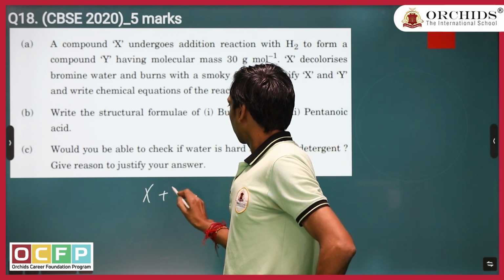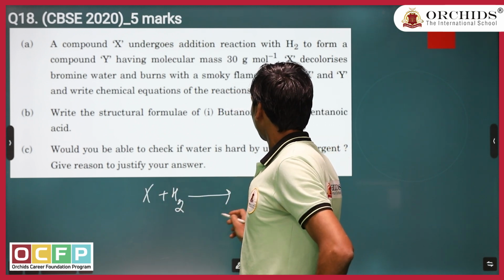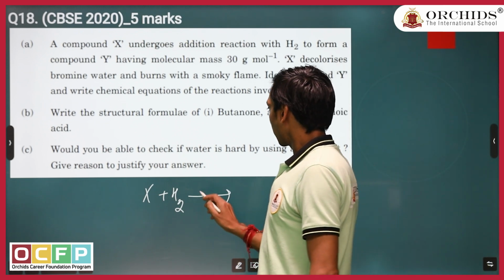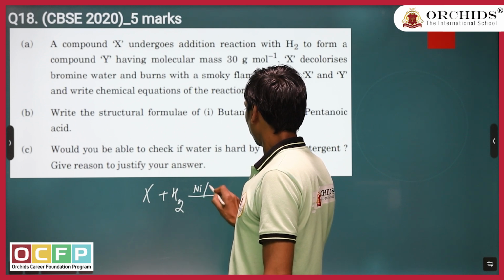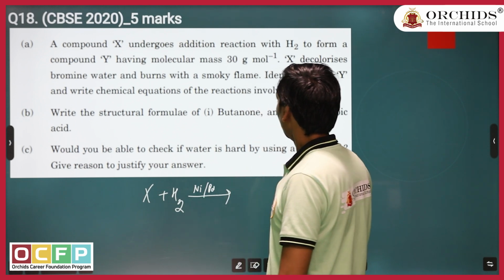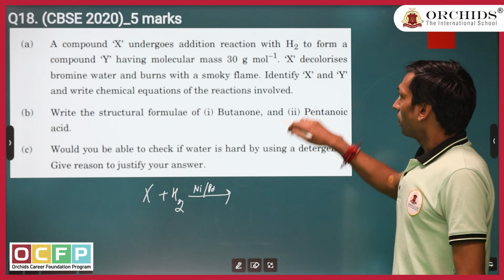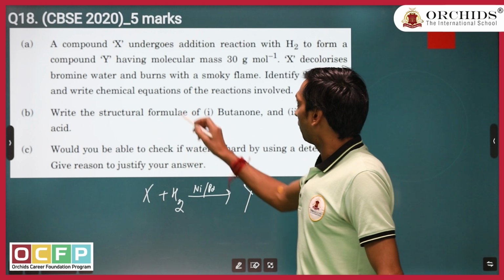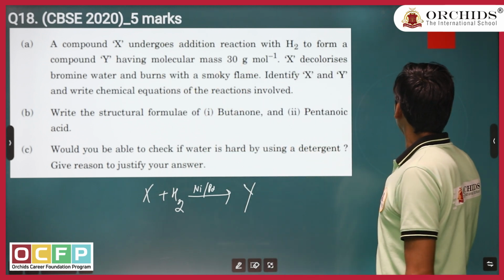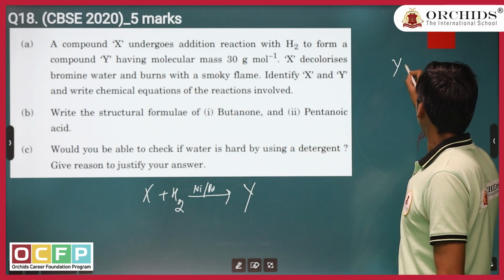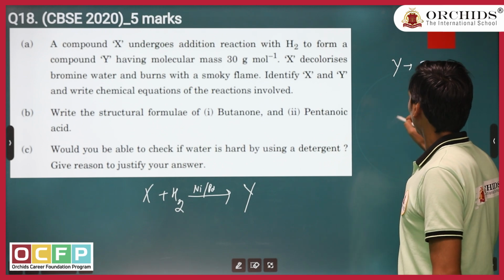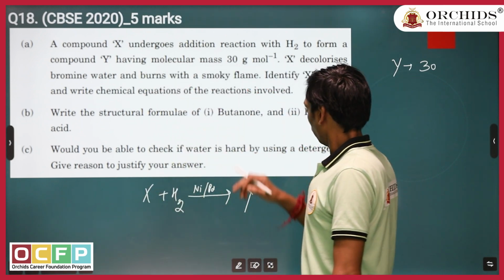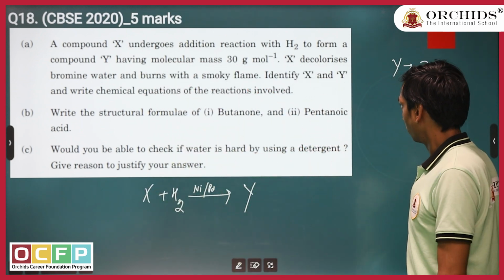When you are taking X and adding hydrogen, you know that addition of hydrogen is also called hydrogenation or addition reaction. It takes place in the presence of a catalyst, nickel or palladium, to form a compound Y having a molar mass of 30 gram per mole. Molar mass means the mass of 1 mole of the particular molecule.